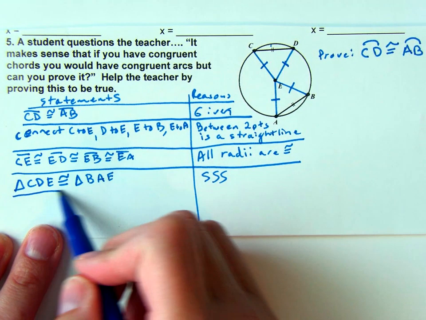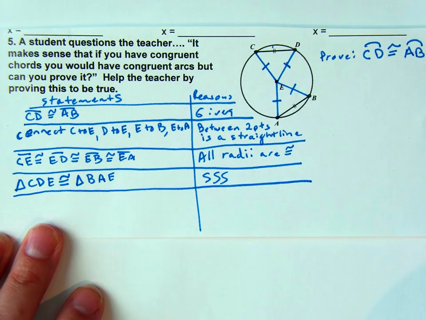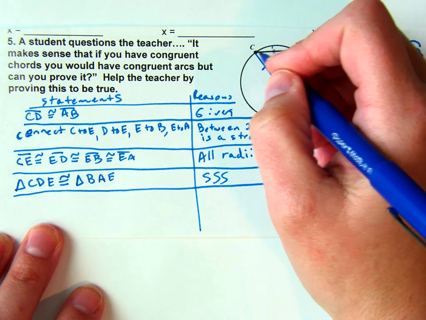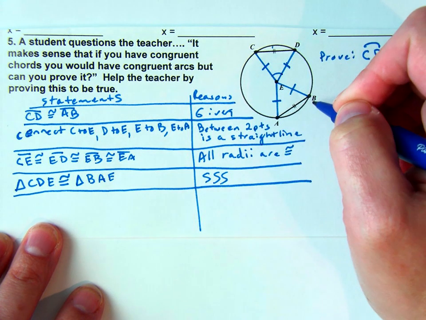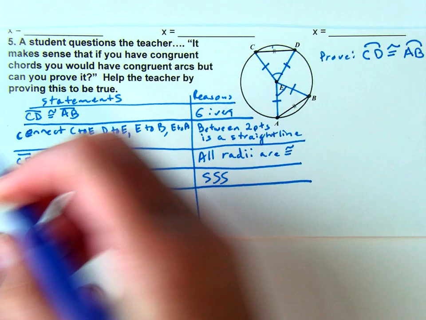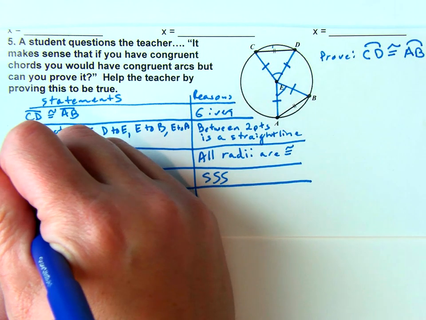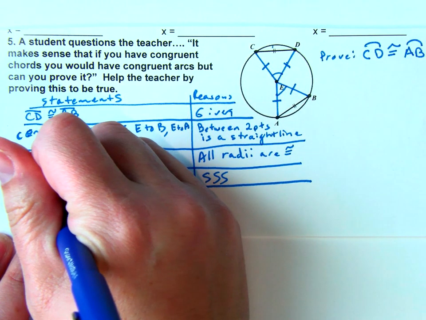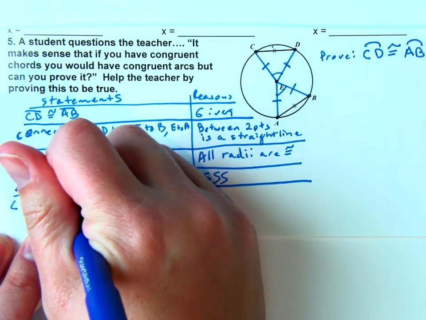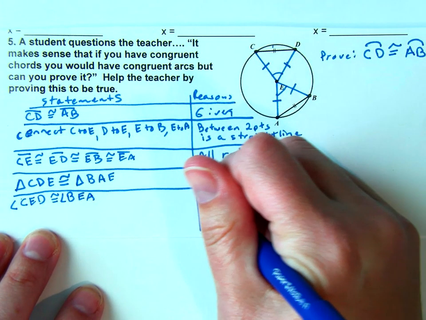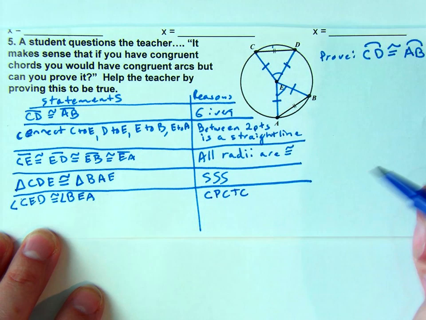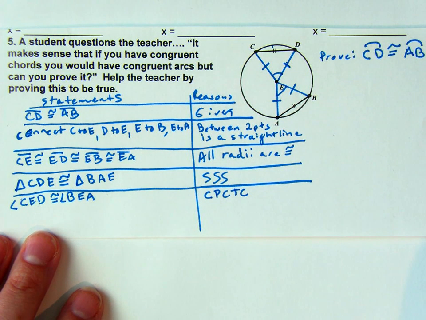If the triangles are congruent, their parts are congruent. And angle CED is therefore congruent to angle BEA. So angle CED is congruent to angle BEA. And that's our CPCTC. Corresponding parts of congruent triangles are congruent.